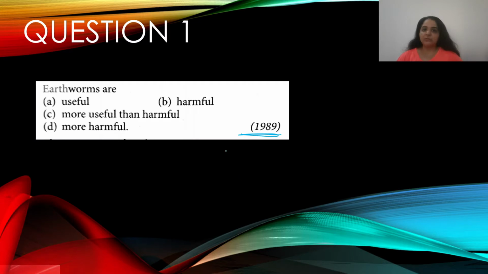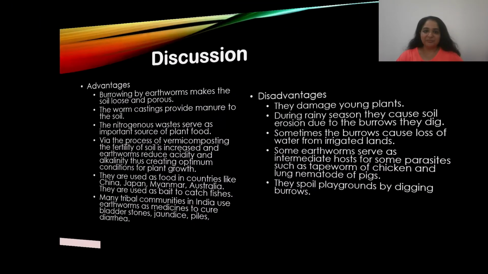Okay, so the earthworms, as we all know, they are useful, but then there are some disadvantages also to having earthworm in the ecosystem. Alright, so yes, they are more useful than harmful. There are good effects and bad effects to having earthworms in the ecosystem. Alright, so earthworms are more useful than harmful. Okay, so the appropriate answer here would be C. Let's go to the discussion.